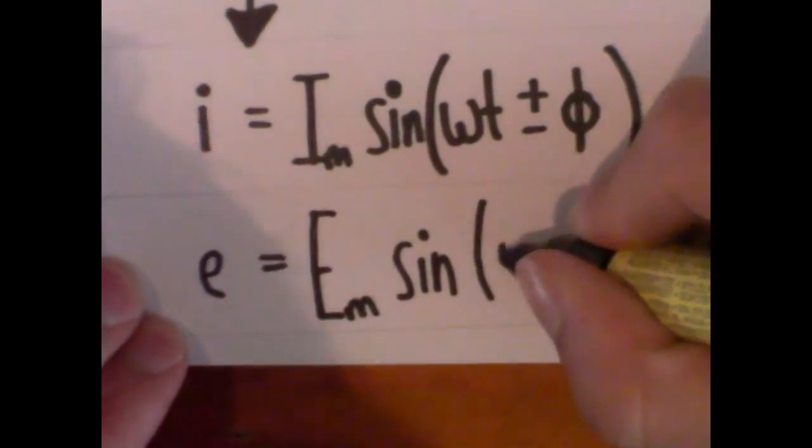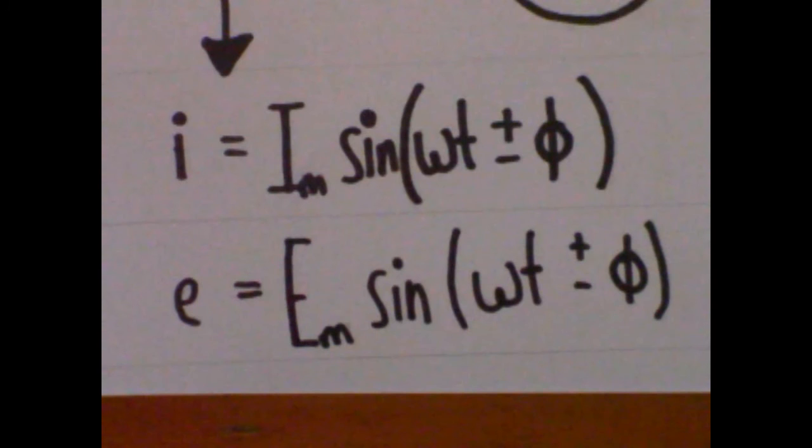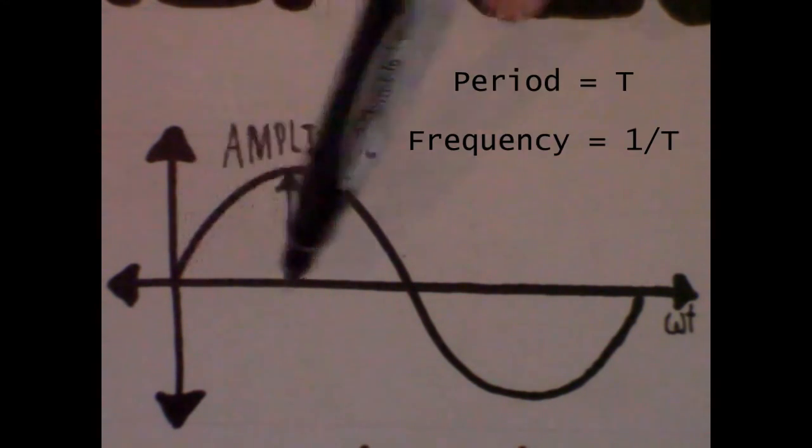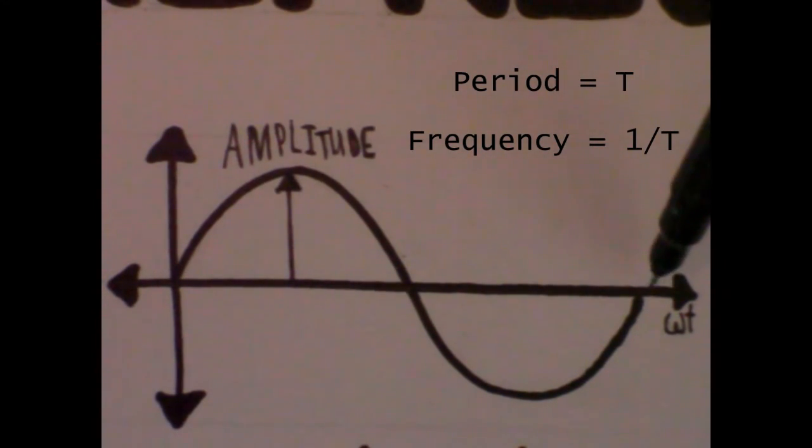The current and voltage of the AC circuit can then be represented as a function of time by the same formula, with the amplitude replaced by mean voltage and mean current. It is also important to note that one full cycle will equal our period T, which can then define our frequency, which is equal to 1 over T.